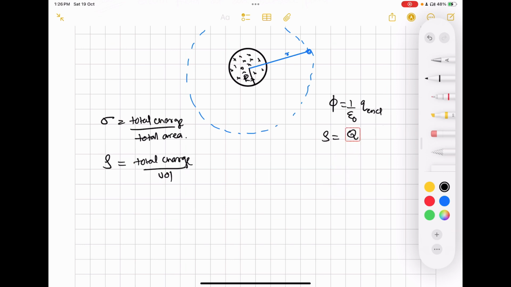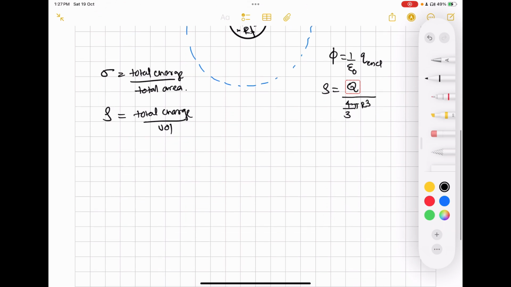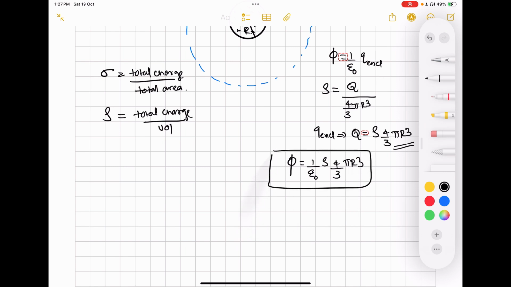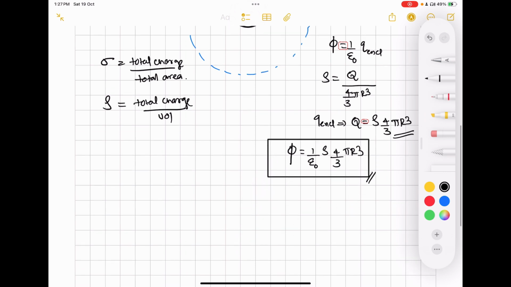So we can write rho is equal to Q, the total charge contained in the sphere, divided by the volume of the sphere, 4 by 3 pi capital R cube. From this we can write Q enclosed, that is Q, is equal to rho into 4 by 3 pi capital R cube, and substituting this we get phi is equal to 1 by epsilon 0 rho into 4 by 3 pi capital R cube. This is the phi we got from Gauss law.